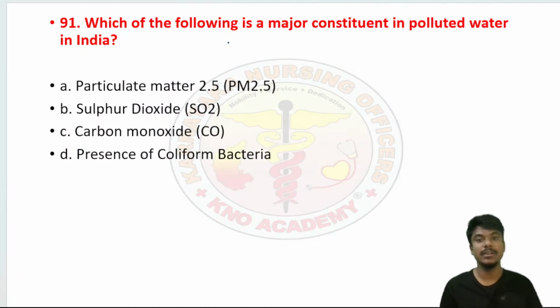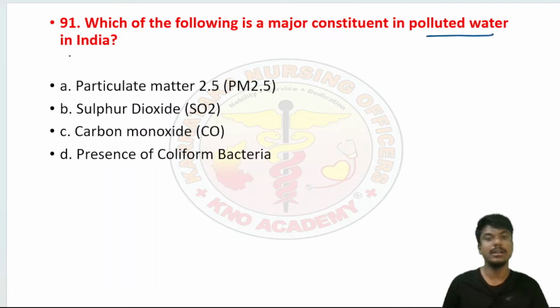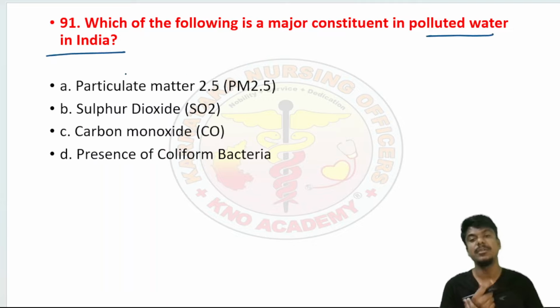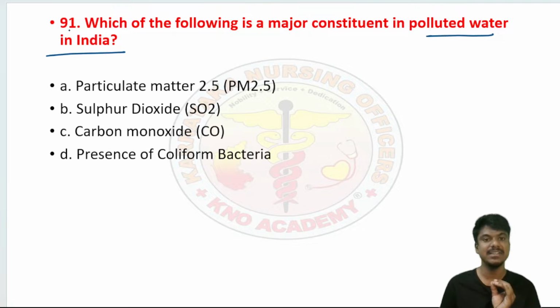Question 91: which among the following is a major constituent of polluted water in India? Here they're asking which is given as a major contributor to water pollution in India. They are asking what is the most common major component of polluted water in India. Specifically they mentioned India.